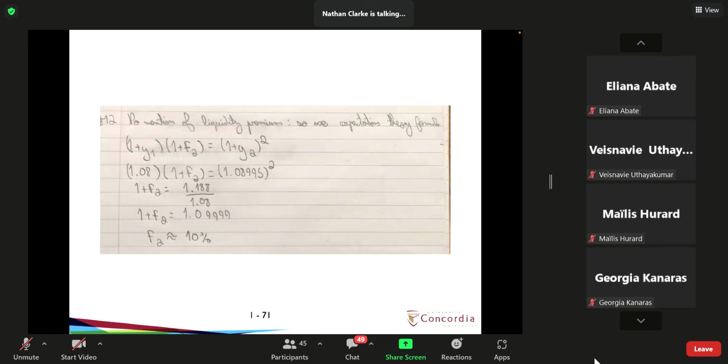So we're going to plug in 1.08995 as our 1 plus y2. Now we just do the basic math, right? We put 1.08995 to the power of 2 and divide by 1.08. That's going to equal 1 plus f2. So 1 plus f2 is about 1.1. You take off the 1, and you get f2 is about 10%. So that's just the structure of those questions.